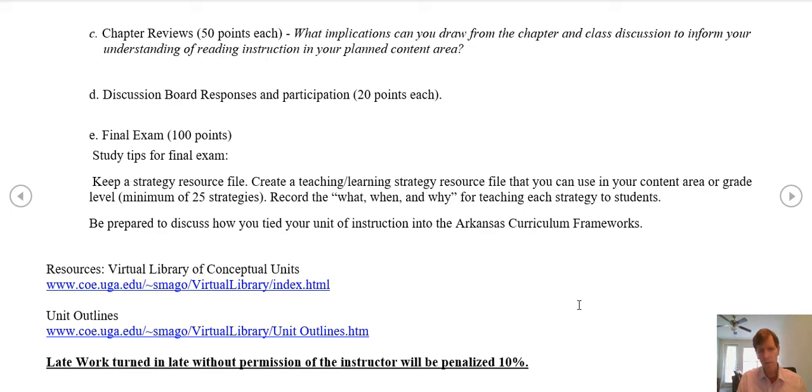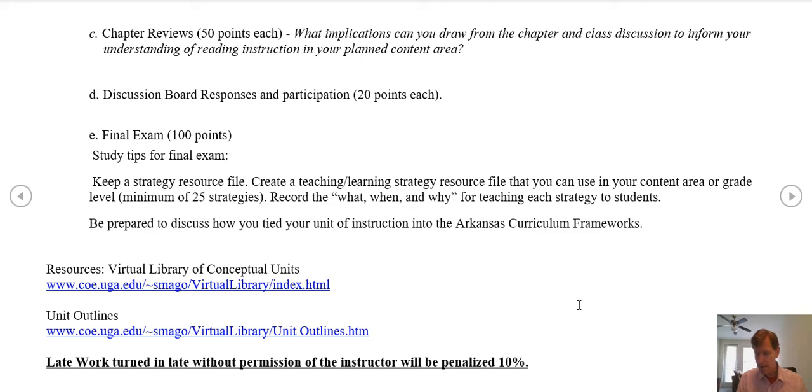I want you to study the conceptual unit libraries that are linked right below when we get into our units of instruction, as well as examples of past units that my students have created too. That's going to be very helpful to you as you produce these units.